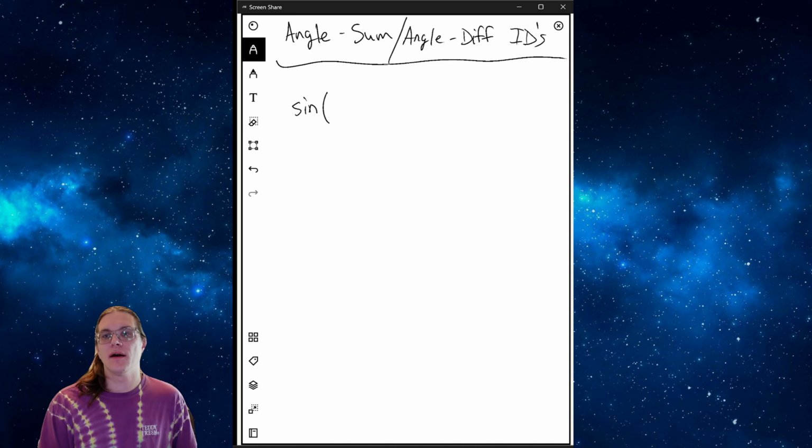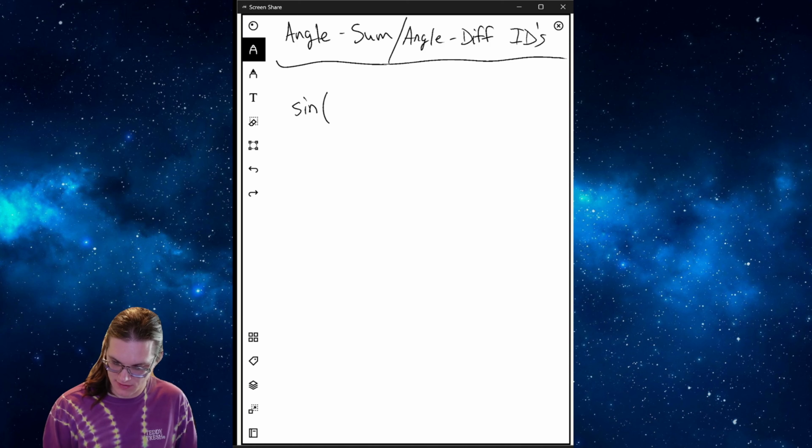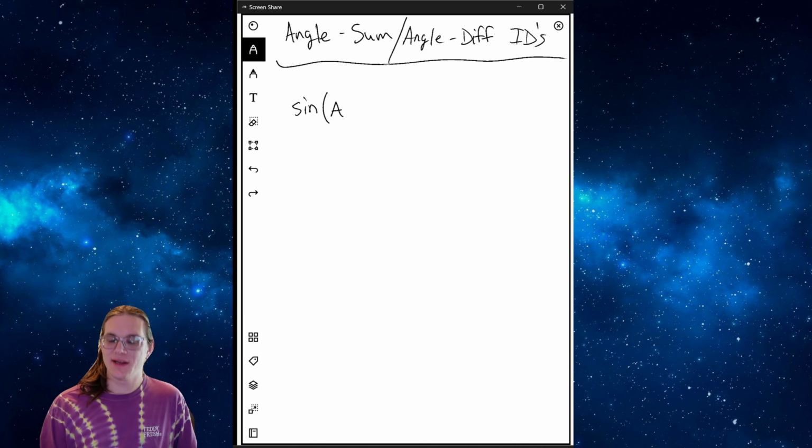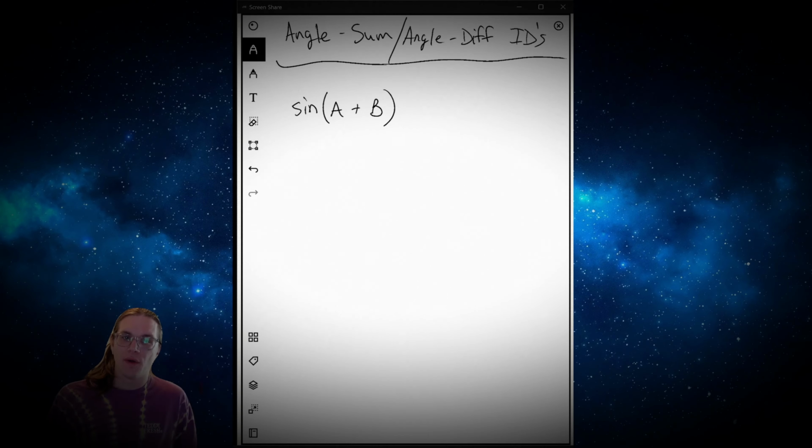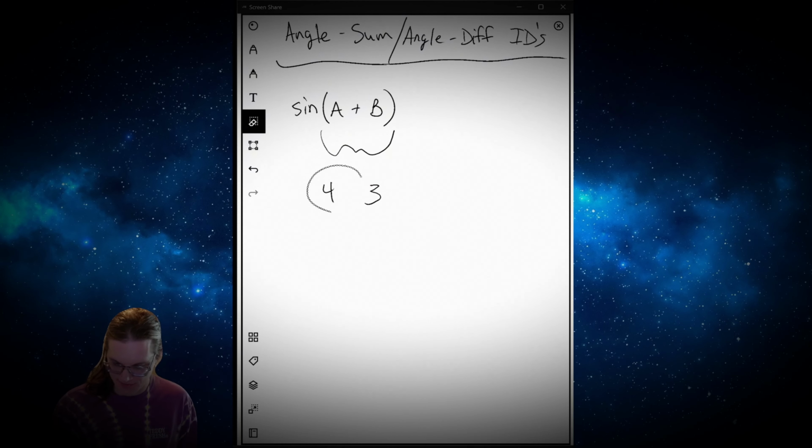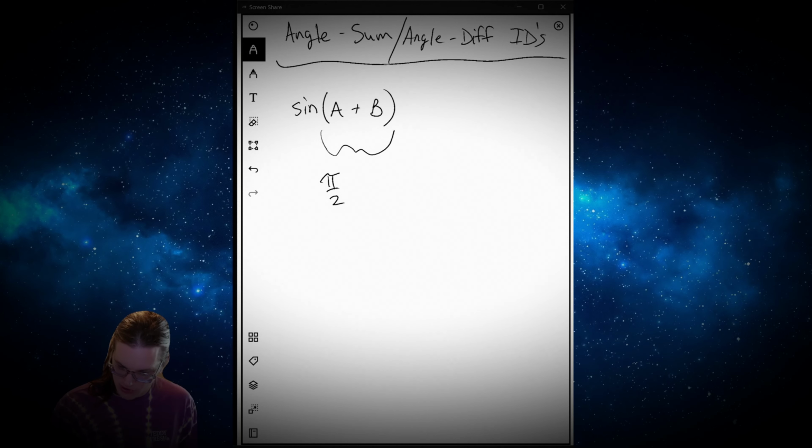You have sine of some variable, let's call it capital A. You have sine of A plus B, right? For whatever reason, these are incompatible. The reason that this will come in handy in the future is you're probably wondering, well, if A is 4 and B is 3, why wouldn't I just add them up to 7? Or if A is pi over 2 and B is pi over 6, why wouldn't I just find a common denominator and then add them together? Well, what if A is 3x and B is 7y, right? You're not going to be able to add those together.